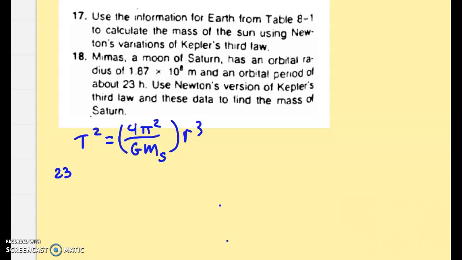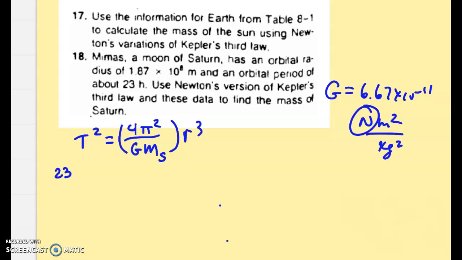And so now all a person would have to do is put in for the period 23 hours, but remember the unit on big G is 6.67 times 10 to the minus 11 newton meters squared per kilogram squared. Inside of that, newton, remember, is a kilogram meter per second squared. So I need to have the left side of this equation in seconds. It's the only time unit in this whole thing. So that's going to be 23 times 60 times 60, and that will be in seconds.